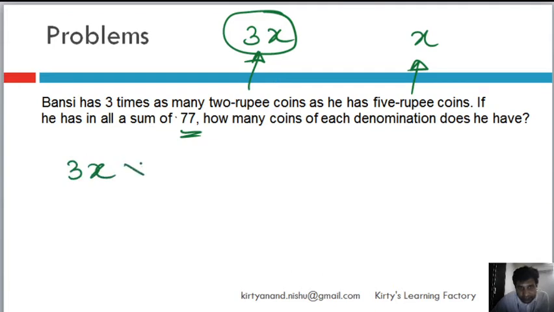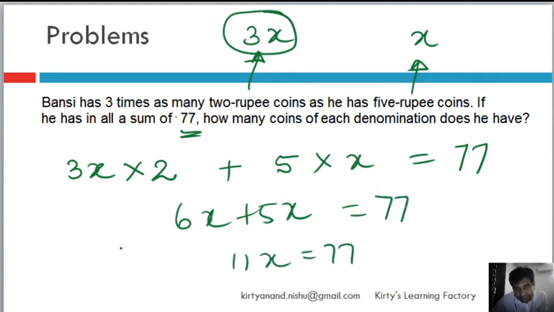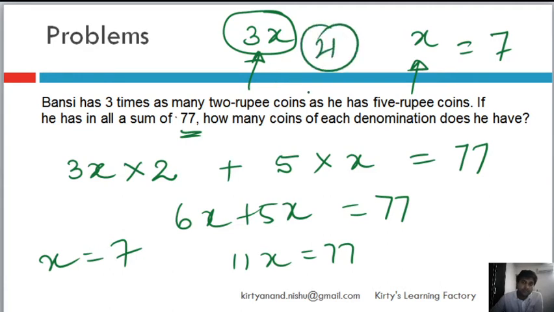So what is the value of these 2 rupee coins? The number is 3x and the value of each is 2, plus the 5 rupee coins. The value of one 5 rupee coin is 5, but he has x number of 5 rupee coins, and the total value is 77. This is 6x plus 5x equal to 77, 11x equal to 77. So x equal to 7. So basically he has 7 five rupee coins and 21 two rupee coins.